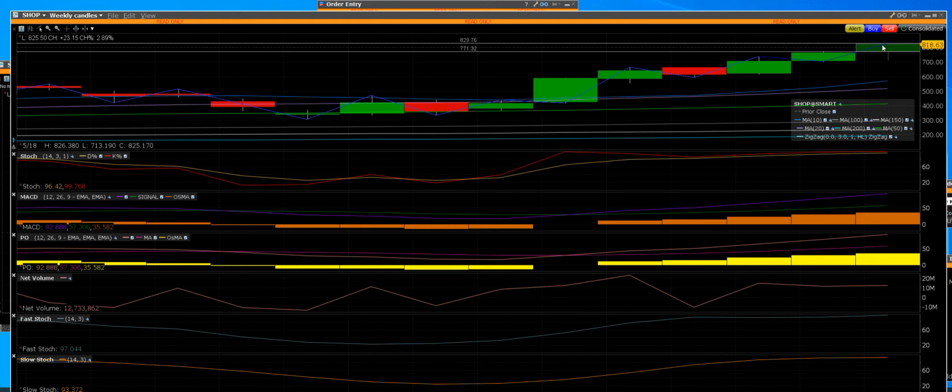And it got overbought. And the weekly low is right here, which will blow your mind. That was 713. And then we topped out and closed at 825 on the weekly overbought SHOP chart. And stocks get overbought. They have great bull runs. They get overbought. They have to come down. Weekly chart, SHOP, overbought.